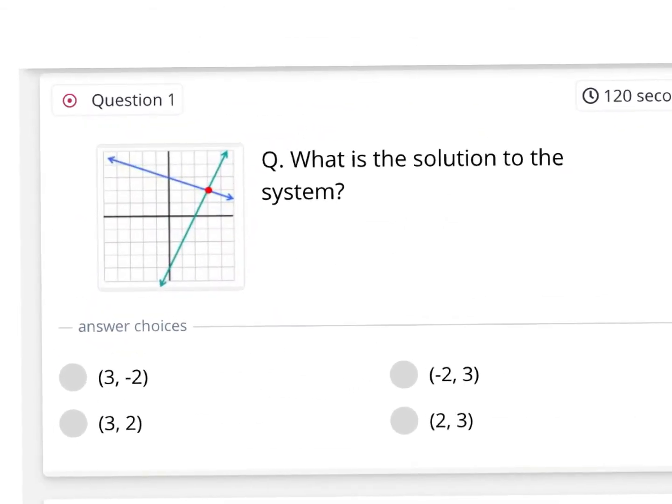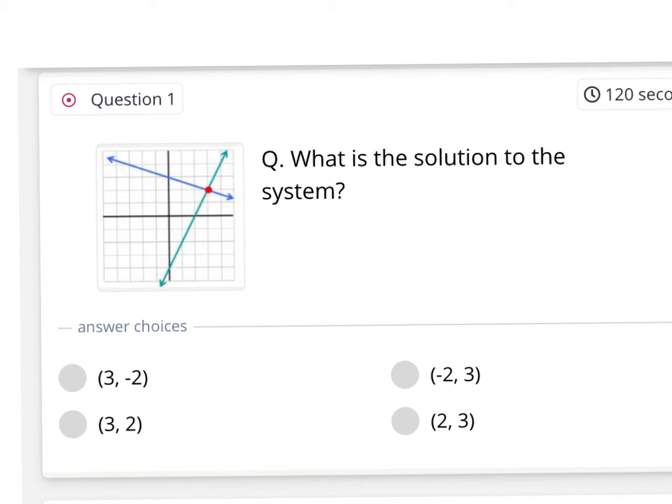Question number 1. What is the solution to this system? You can't even see the system besides the graphs. And of course, what is a solution?